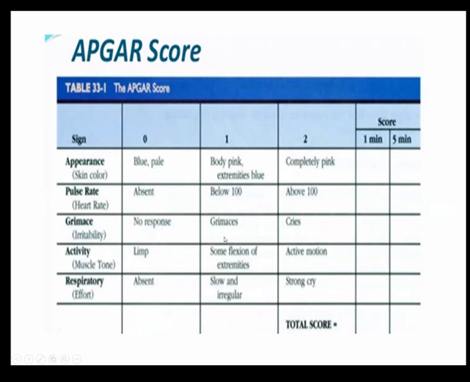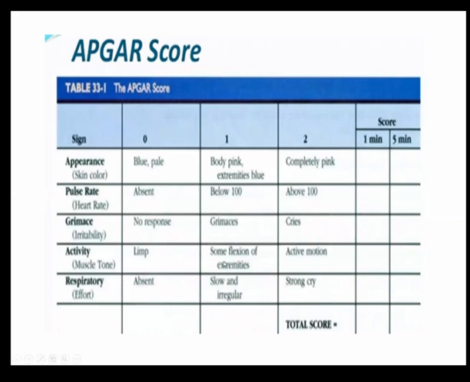Next is the response to stimulation: if the patient has no response, it is 0. If the patient gives a response, it is a grimace. And if we put a catheter in the nose or in the throat and the child responds with coughing and sneezing, the score will be 2. Then we come to the activity. If the patient is hypotonic, lethargic, there will be no activity. The child will be limp.